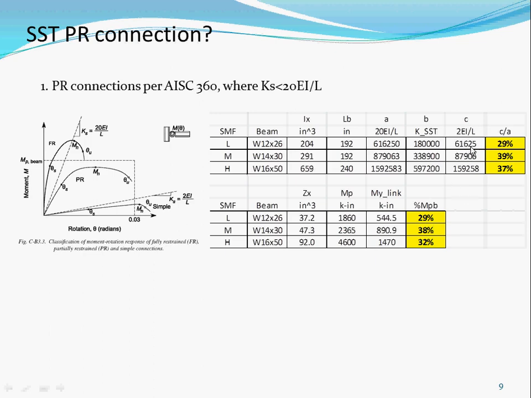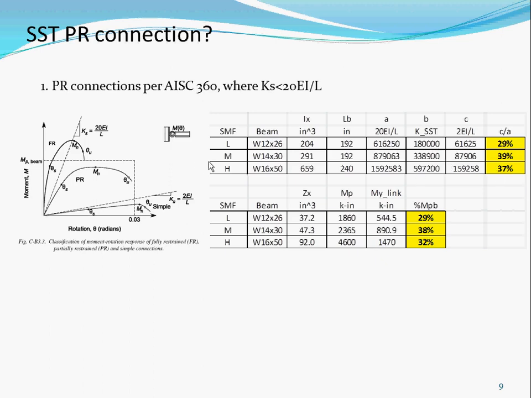So this is EI. Ours is the yellow highlight, 29% when you come up. It's actually not C, sorry, B divided by A. B is our tested. So that's the stiffness of our connection. It depends on how stiff.